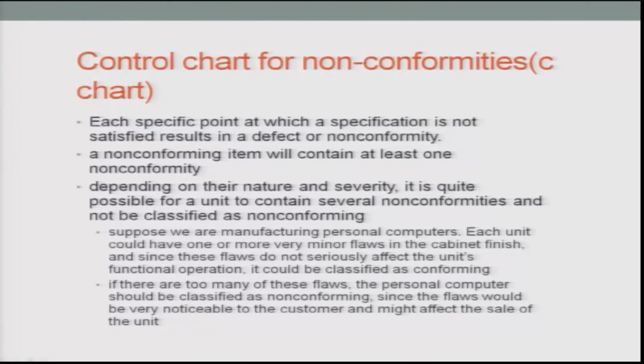Consider this. Suppose we are manufacturing personal computers. Each unit could have one or more very minor flaws in the cabinet which you try to finish, and since these flaws do not seriously affect the unit's functioning, it could be classified as conforming. So, the example being given is that there would be many different types of non-conformity. Now you have to decide on the severity of the problem, that is, what are the set of non-conforming errors and what are the set of conforming errors.